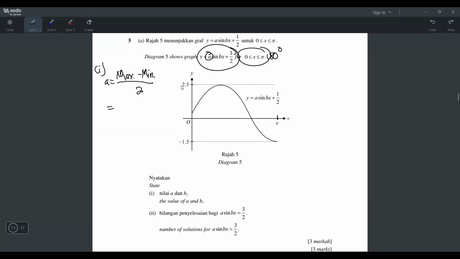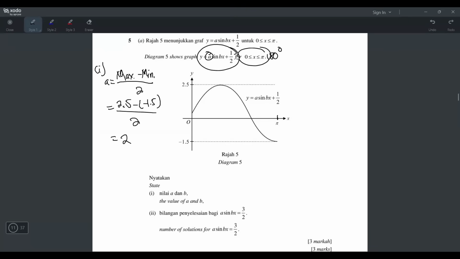And let me tell you why they are not the same. It's because of the plus 1/2. The whole graph moved up 0.5 unit. That is why the distances from the maximum and minimum values are not the same anymore, because the whole graph moved up. So use this formula: maximum value is 2.5 minus bracket negative 1.5, and then divide by 2. And you will get 2 here. It means the amplitude is 2.